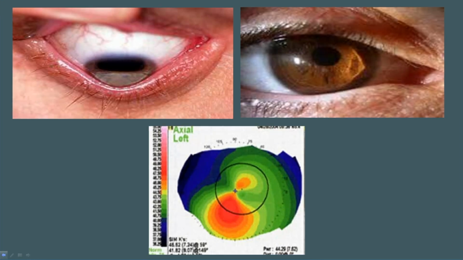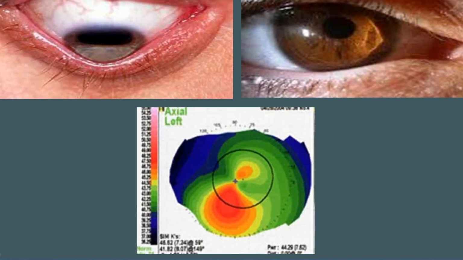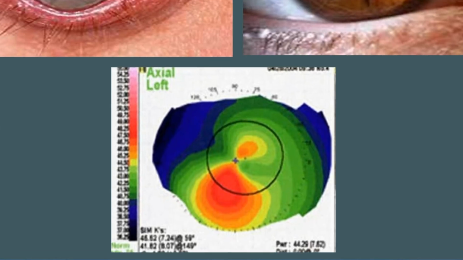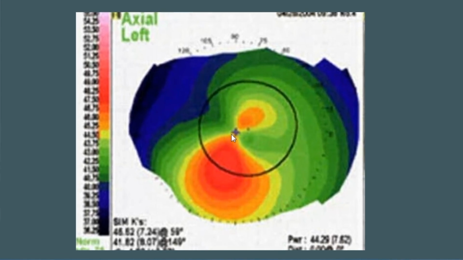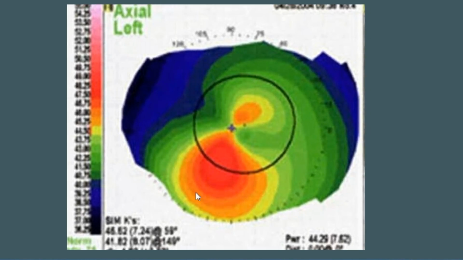Okay. Now, can you see here the third pattern? This is called a bow tie pattern. Can you see the redness in the inferior part, and there is a small oval type of red in the superior part? This is called the bow tie pattern.